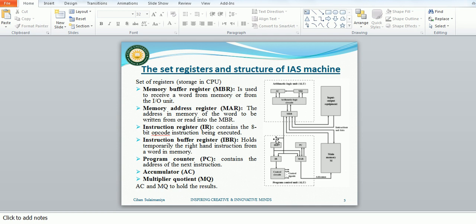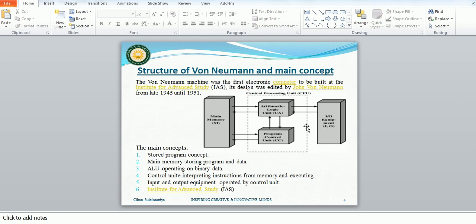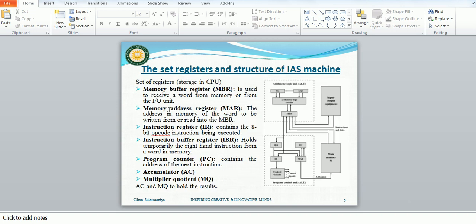In the exam, I might ask you to draw the von Neumann diagram. So this is the von Neumann diagram, and I'm going to ask you to draw the Institute for Advanced Study, IAS, registers. So for the registers for IAS, this is the drawing. And also, of course, you have to give the name for the registers.